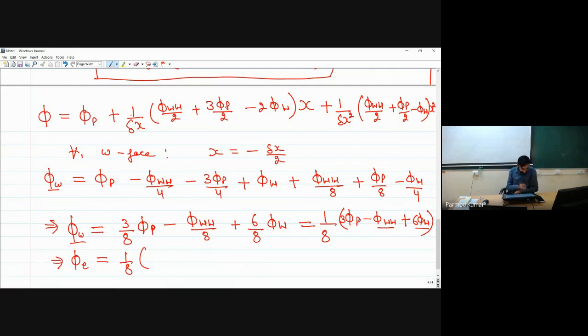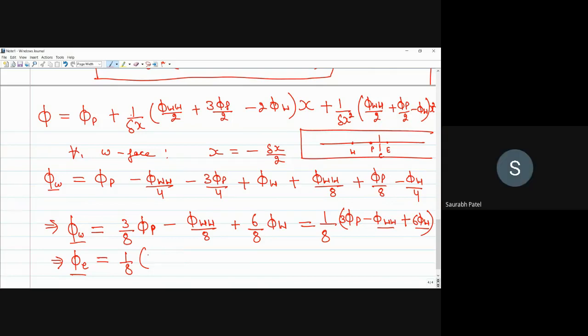If similarly I apply this approximation for face e, what will be the situation? Let me show it over here. Say this is my node P, this is my node E, and this is node W. So face e will be somewhere over here. P and W are the nodes in the upstream of e, and this capital E is the node in the downstream direction. Now can you tell me the coefficients for phi e?